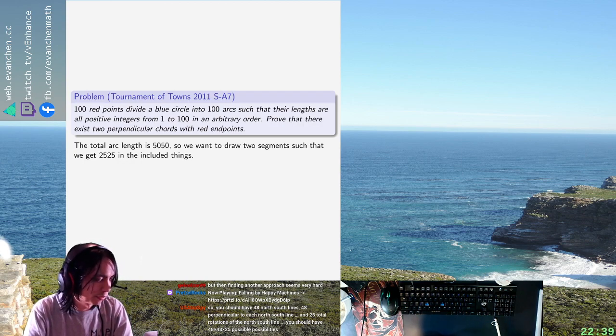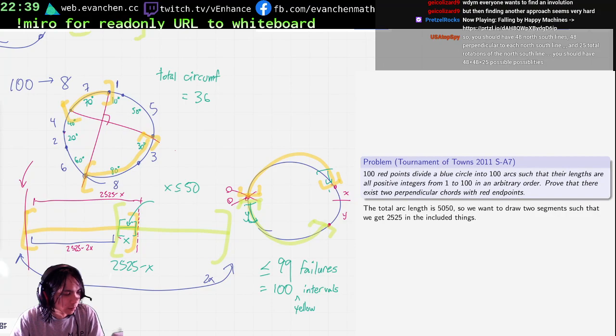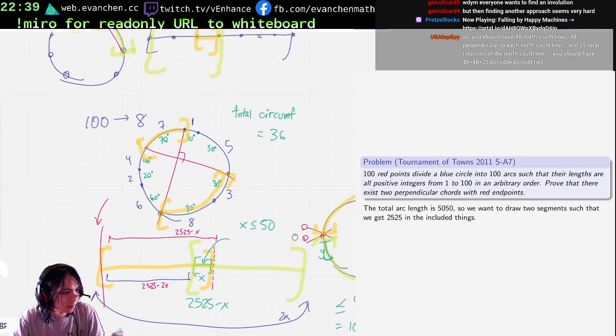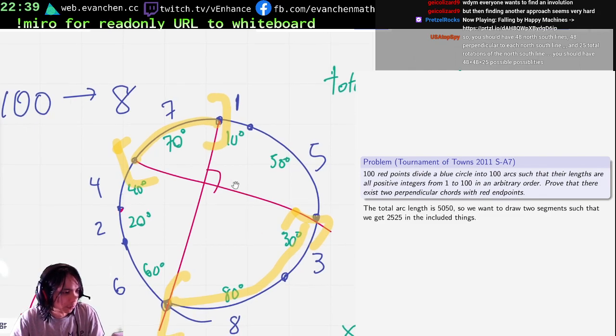Math hotspot, I think you're still not understanding the statement of the problem. This is what it looks like with 100 replaced by 8. There's only 8 points marked. It's not like you get points every 10 degrees. You only get the given ones. There's only 8 points, and there aren't 6 points here. There's just a single arc of length 6.